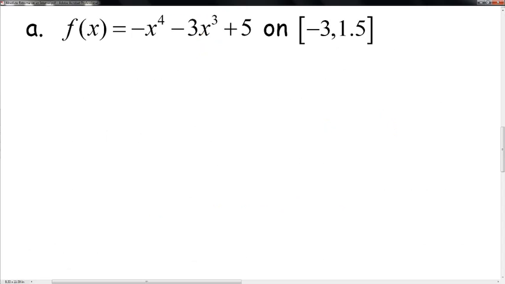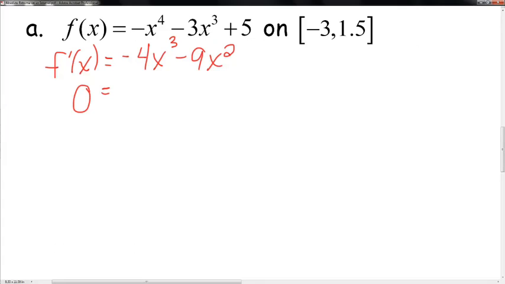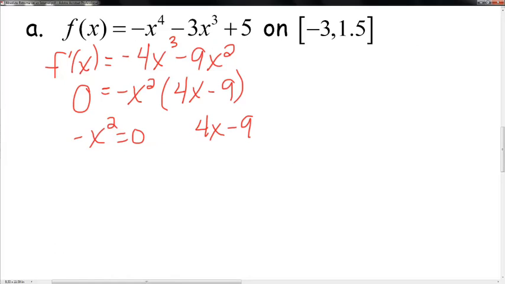Alright, we're going to find the absolute extrema for part A. They gave me the interval from -3 to 1.5. So I'm going to first take the derivative and find all my critical values. f prime of x is equal to -4x cubed minus 9x squared. I'm going to set that equal to 0. My greatest common factor looks to be -x squared, so I'm going to factor that out. That leaves me with 4x minus 9. So -x squared is equal to 0, and 4x minus 9 is equal to 0.